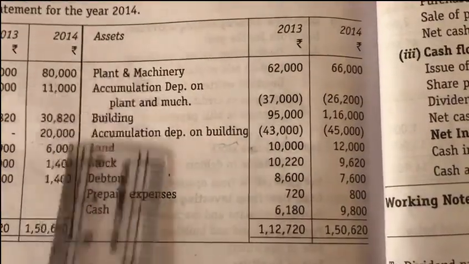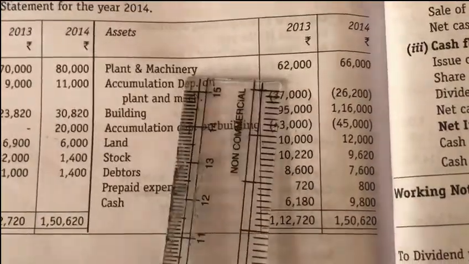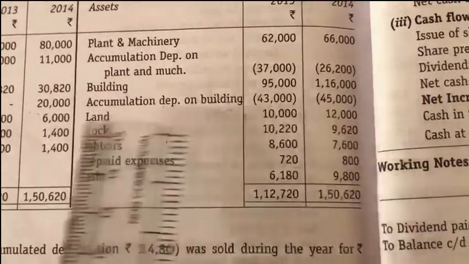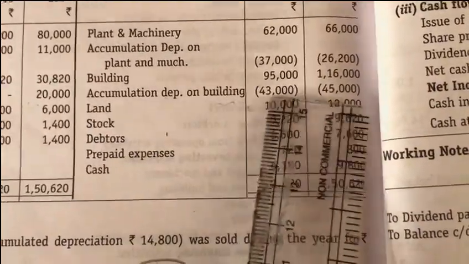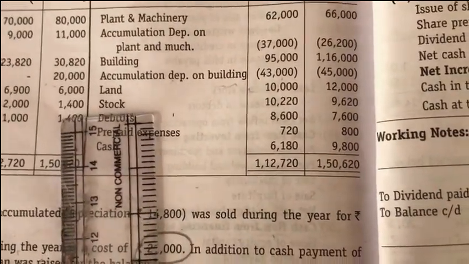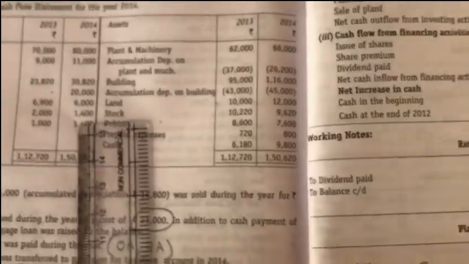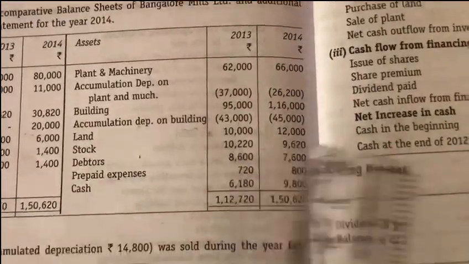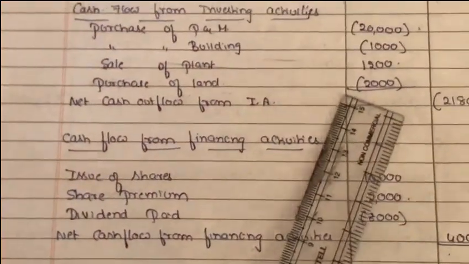Now we will move on to the asset side of the balance sheet. Plant and machinery account is over. Depreciation account is also over. Building account is over, and accumulated depreciation on building account is also over. Then land account. Land account we have not prepared. The previous year the value of land and building is 10,000. Current year it is 12,000. So there is purchase of land, which is shown under investing activity as rupees 2,000.